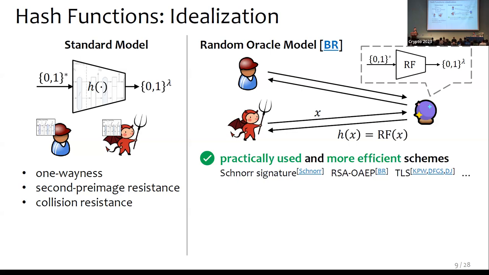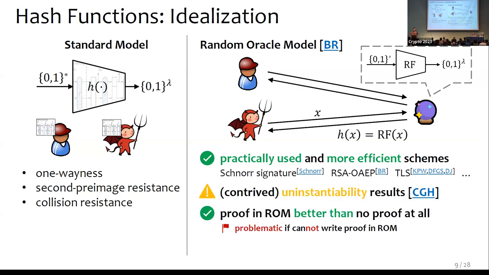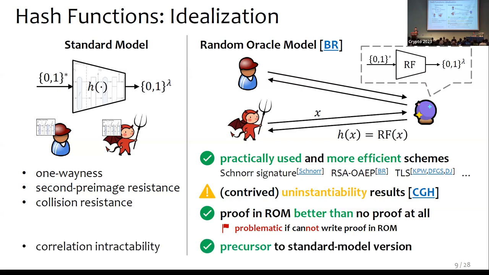It has been used in the design and analysis of practically used and more efficient schemes. And although the ROM suffers from uninstantiability results, those are contrived. And a proof in the ROM is still better than no proof at all. Lastly, the ideas in the ROM also served as precursors to standard model versions. For example, correlation intractability has been used to instantiate the Fiat-Shamir paradigm, which was first proven secure in the ROM.